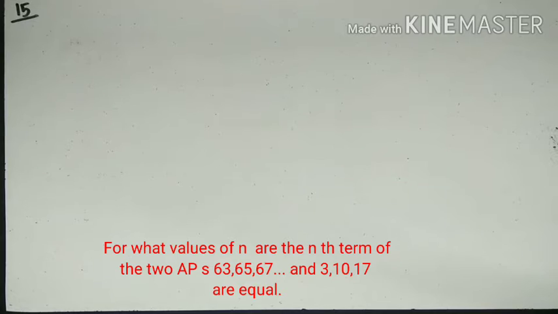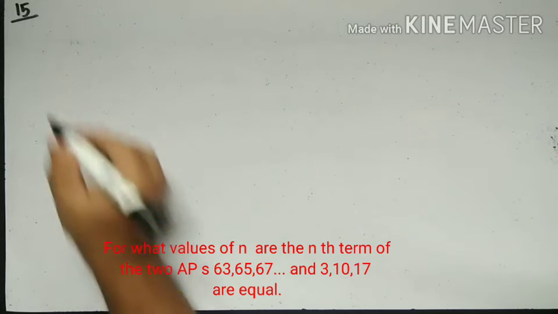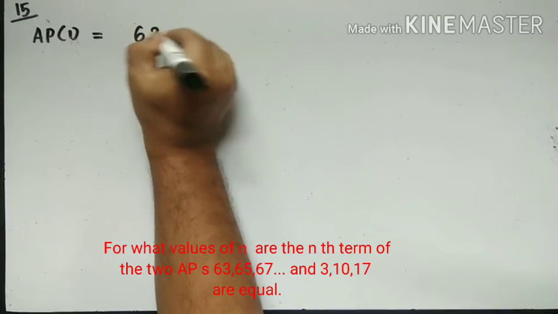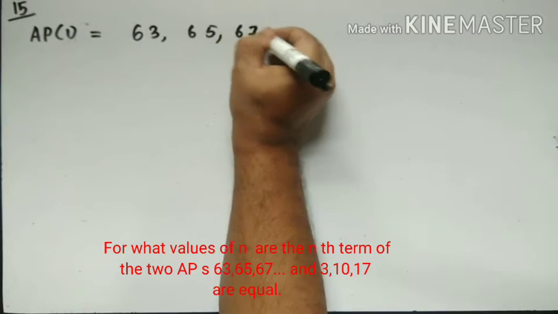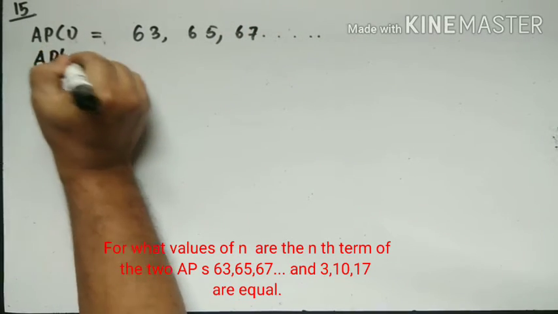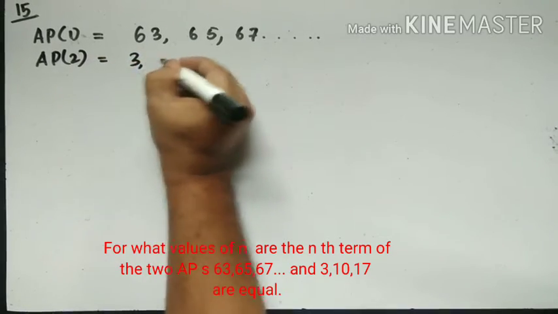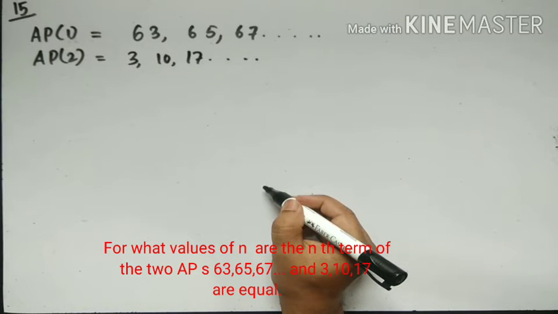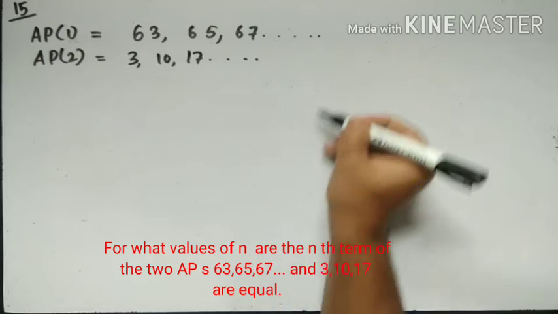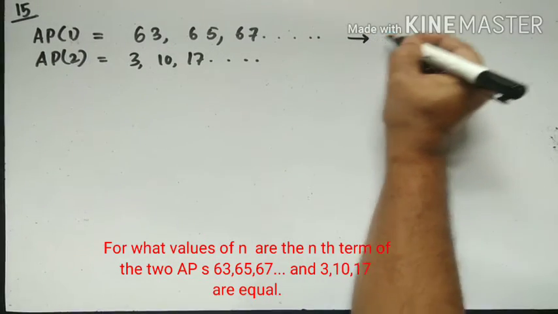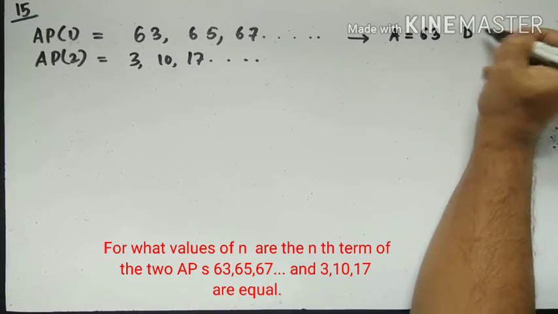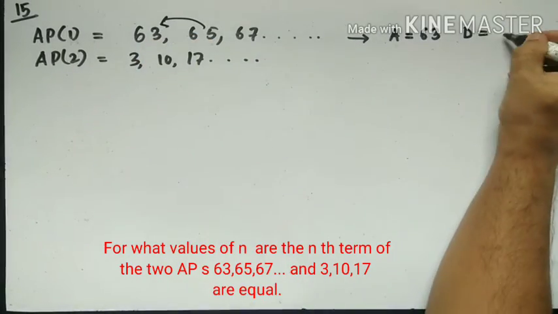Now the next question is, for what values of n are the nth terms of the two APs equal? Here two APs are given. Suppose AP number 1 is given as 63, 65, 67, and so on, and arithmetic progression 2 is given as 3, 10, 17, and so on. Now in the first AP, A is 63, that means the first term is 63, and D is 65 minus 63, which is 2.